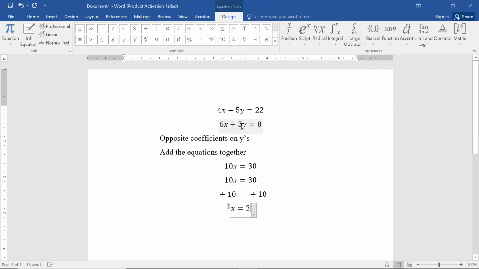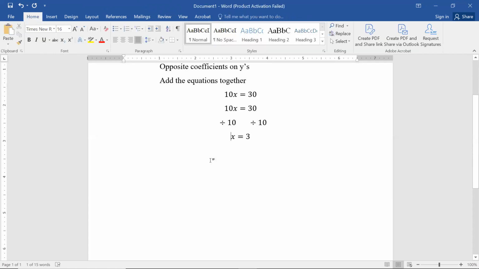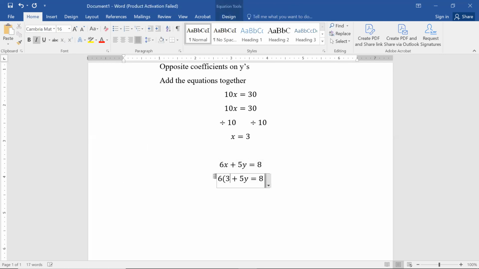In order to find the y coordinate, I go back up into one of those equations. And it doesn't matter which one. I'll take the second equation, although you could have just as easily done it with the first equation. And I take that second equation, I replace x with the number 3, and I solve that equation for y.